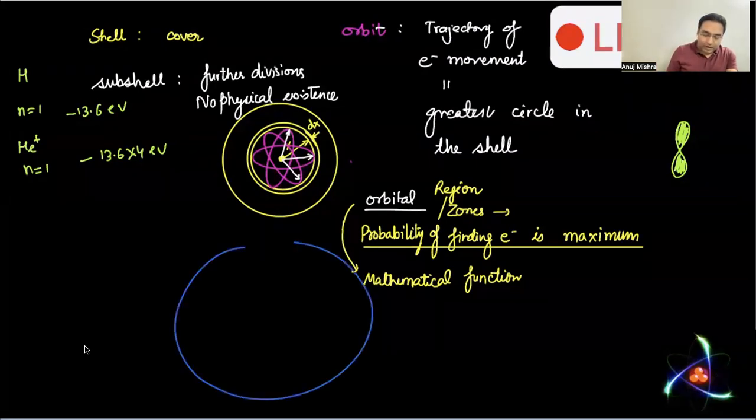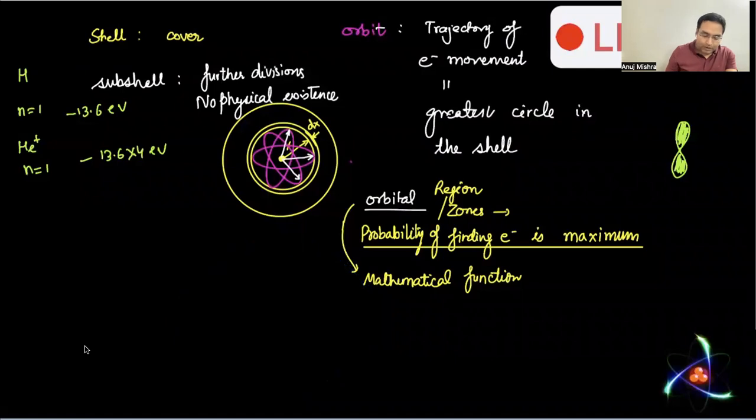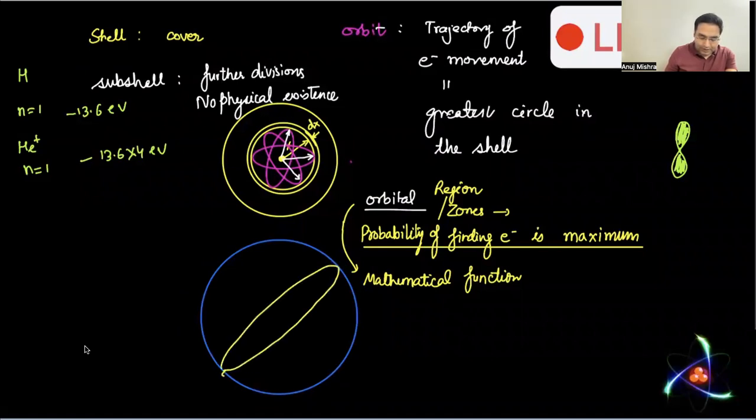Let's say this is a shell. Okay, this is a shell. Now in this shell, electronic movement can be in the greatest circle, that means the one which has the maximum diameter.